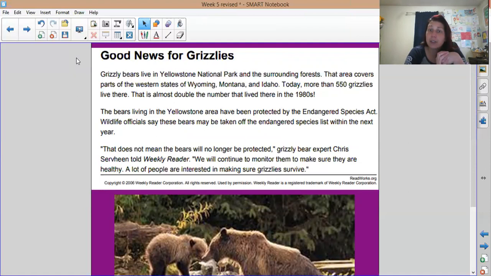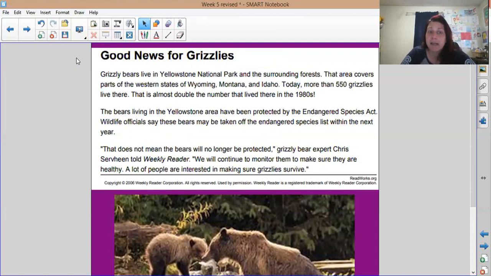Today, more than 550 grizzlies live there. That is almost double the number that lived there in the 1980s. So that's a thumbs up, right? If the number is doubled, that means the population has been twice as much. You guys are doing multiplication, so you should know that.